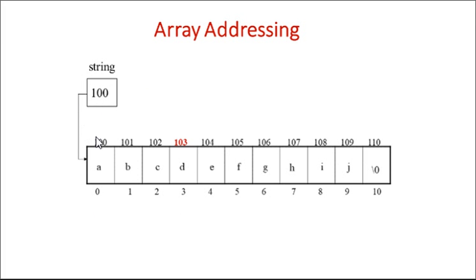Now if the base address, or the starting address, of this particular array is 100, meaning the address of the first element, that is a, is 100. If I want to derive the address of character d, which is stored at the fourth location (0, 1, 2, 3, meaning first, second, third and fourth location), how will this address be derived? Based on the data type. Since it is a character, for each character 1 byte will be required to store it.